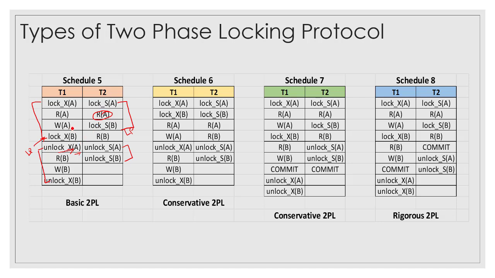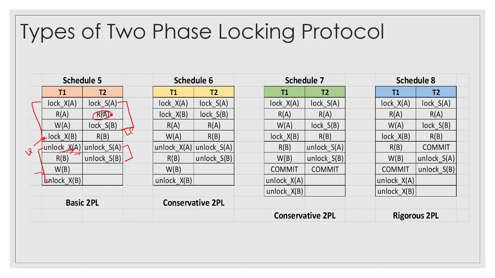As there is a dirty read problem, we know that in a schedule, if there is a dirty read problem, then it will suffer from cascading rollback. Why am I saying so? Because if transaction 1 fails at this position, then transaction 1 needs to be rolled back, and as transaction 2 is reading the data, transaction 2 also needs to be rolled back. So schedule 5 may suffer from cascading rollback.